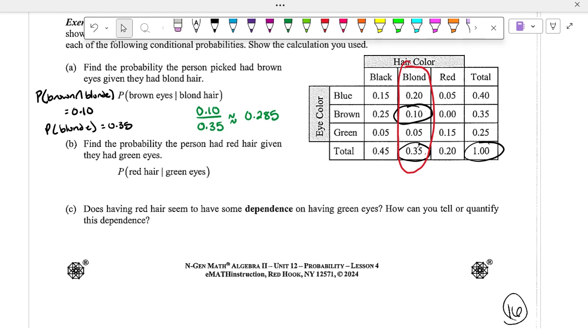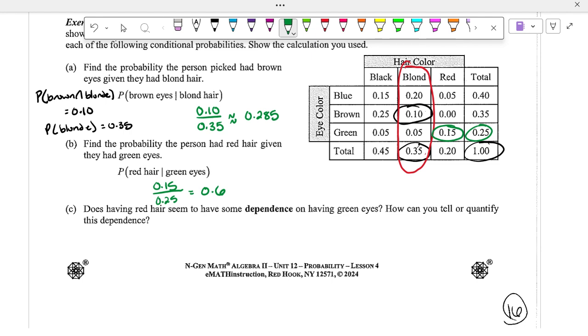All right, so let's go with Shelby. What's the probability of both red hair and green eyes happening? So the probability of both red and green eyes happening? 0.15. Good. So the probability of just green eyes happening is 0.25. So what did you get as your answer? 0.6.